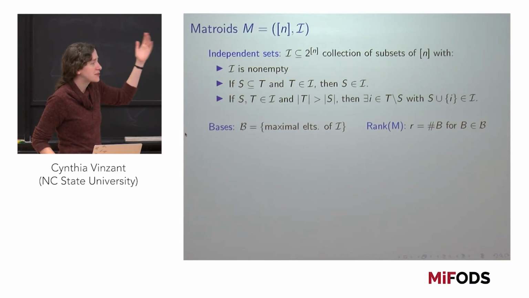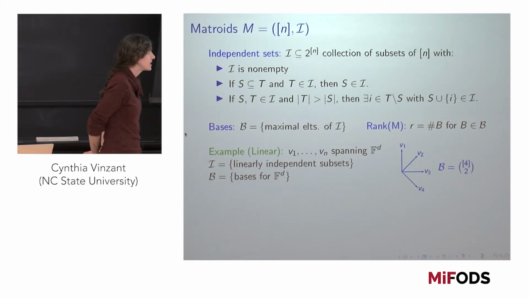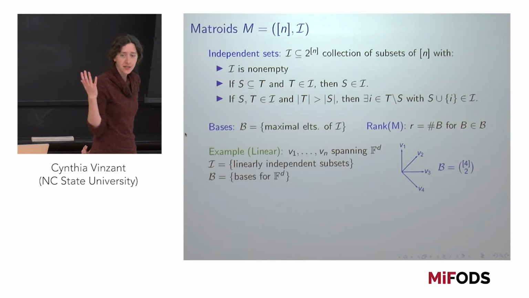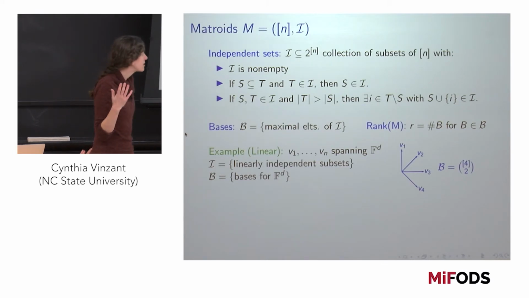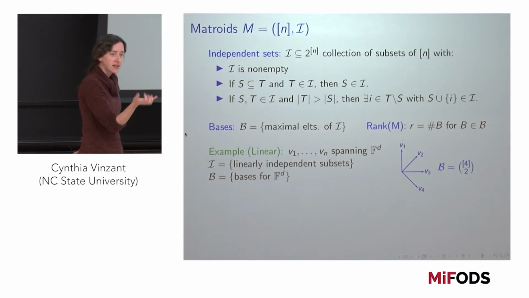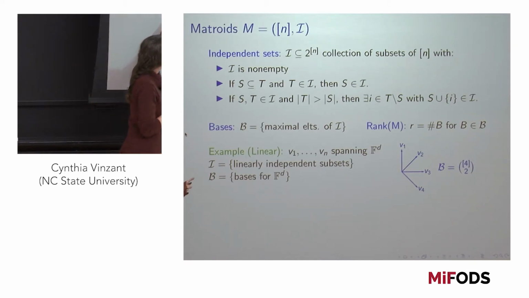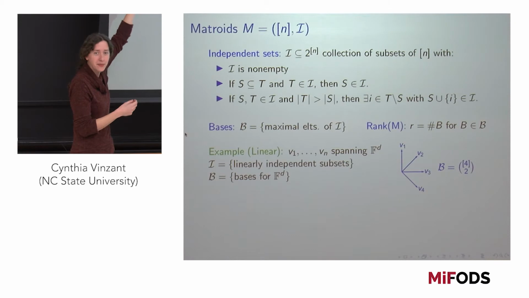And one of the motivating examples and where all the language comes from are linear matroids, which I get from taking, say, n vectors in a vector space over your favorite field. And if I do this, I can get a matroid by taking the collection of indices of vectors that correspond to linearly independent subsets in this vector space. And if I look for a maximal linearly independent subset, then I get a basis for this space in the linear algebra sense.